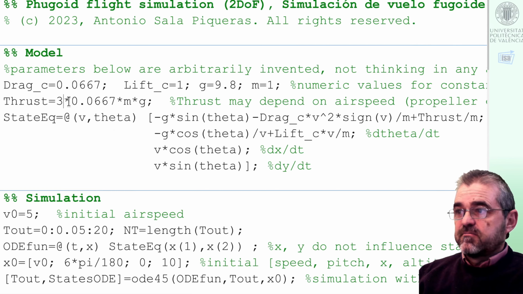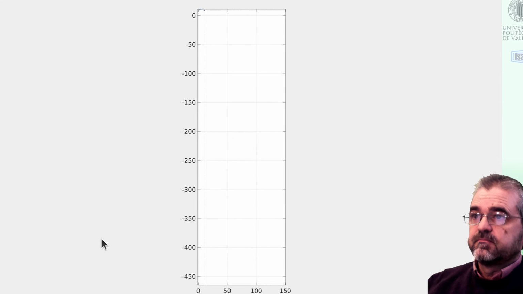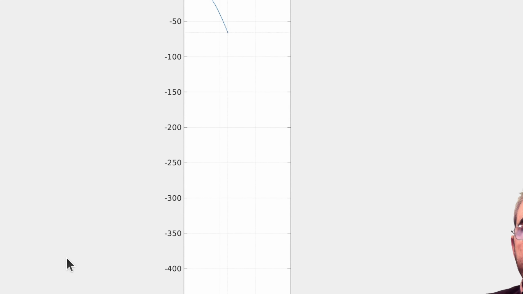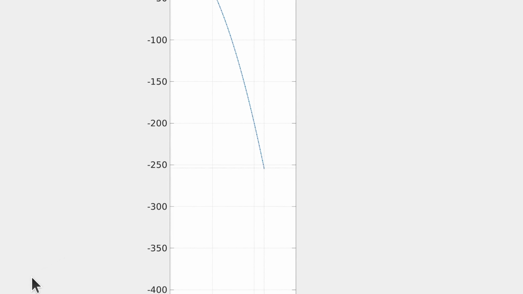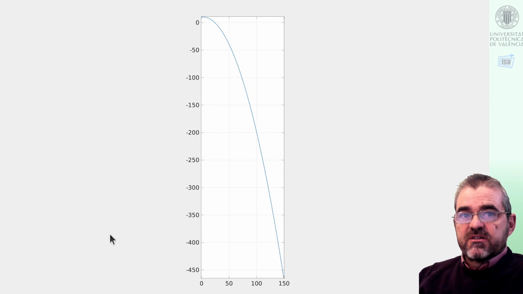Finally, as a last simulation, if I return to zero thrust and I put lift and drag to 0, then the only thing we have is a particle that moves according to the weight, so we will have a ballistic trajectory, a parabolic one in this case. So we would not actually need this phugoid stuff. We could study this movement with high school physics and parabolas, but it's interesting to see it as a particular case.